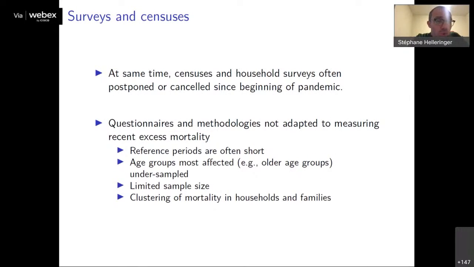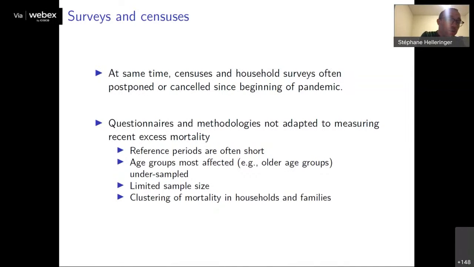So what is the role that surveys and censuses can play? Well, it's a bit of a difficult role, because at least in the first couple of years of the pandemic, censuses and household surveys were often postponed themselves or canceled due to some of the health risks they might pose because of collection of data in person and the concerns that COVID-19 might spread during interviews or during trainings and so on and so forth.